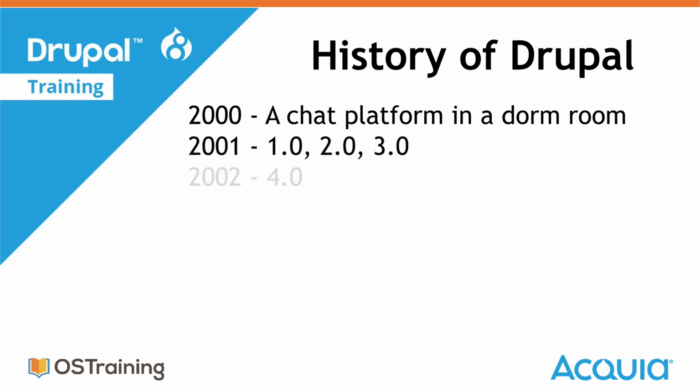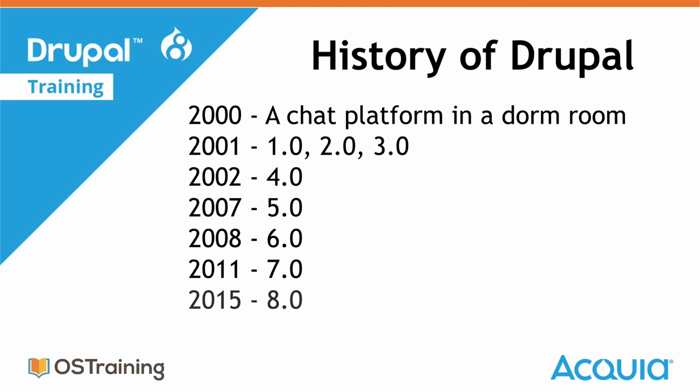Well, what's the history of Drupal? It's been around since 2000. It was a chat platform. 2001 saw version 1, 2, and 3. 2002 version 4. The really stable and very popular version of Drupal came in 2007 with Drupal 5, Drupal 6, and then Drupal 7 in 2011 saw Drupal really skyrocket into many, many areas, as we'll see in just a minute. And of course, Drupal 8 being released in 2015.